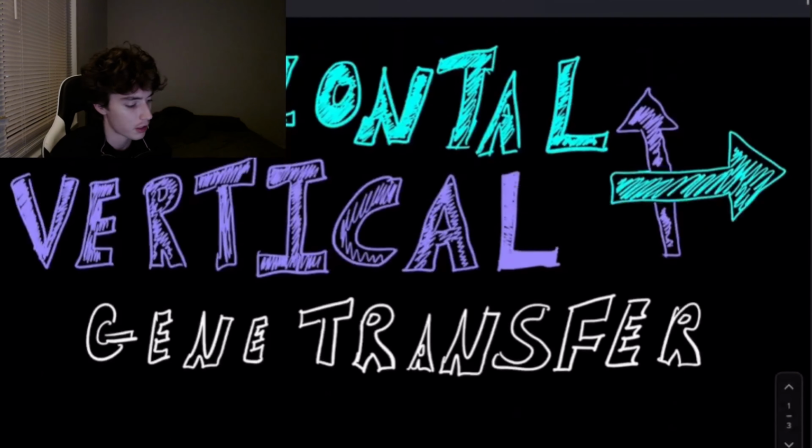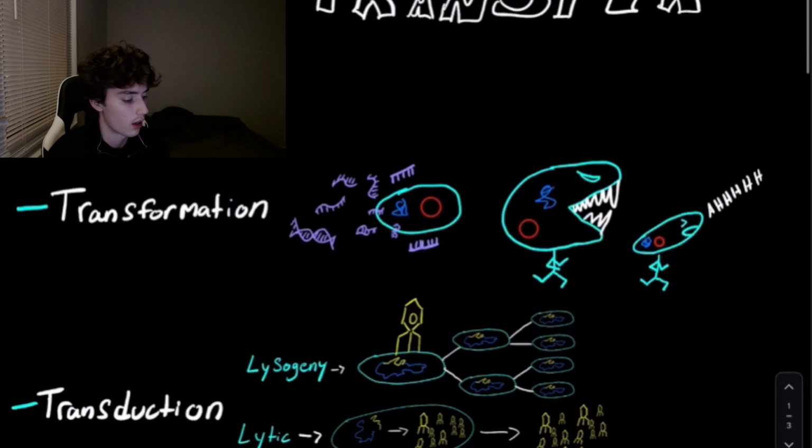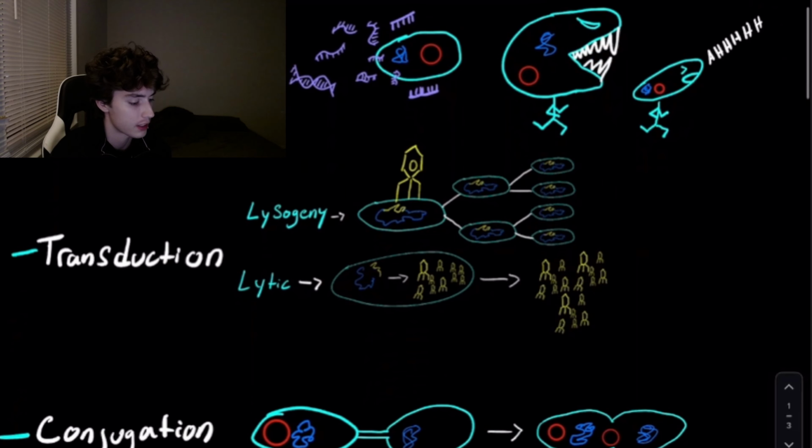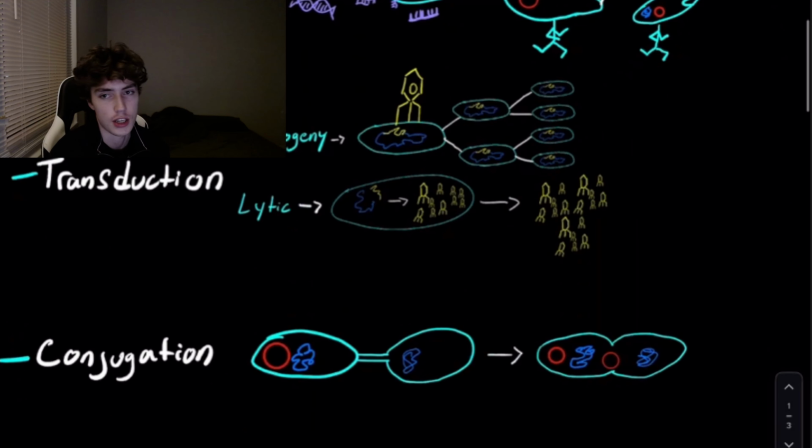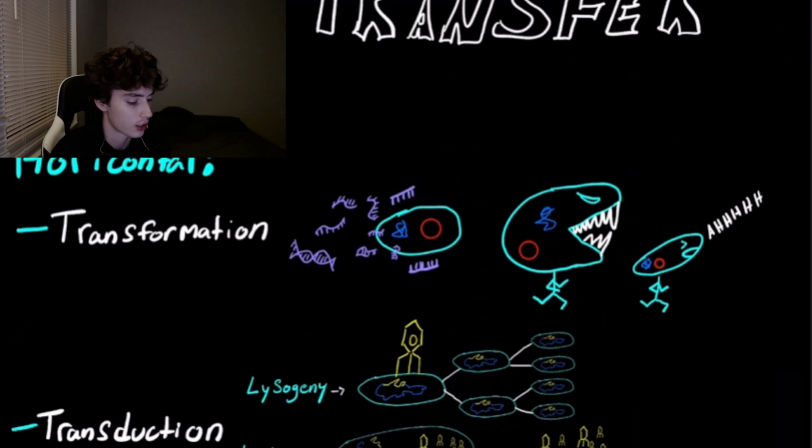Okay, so today I'm going to be talking about horizontal and vertical gene transfer. With horizontal gene transfer, there are three different types: transformation, transduction, and conjugation. Transformation occurs when a cell picks up DNA fragments from existing dead bacterial cells.